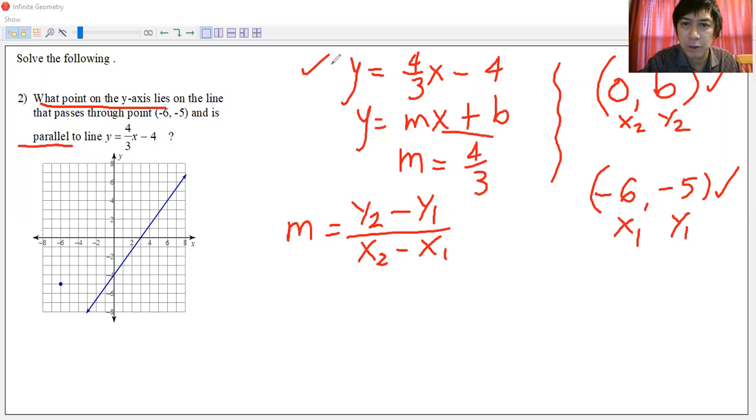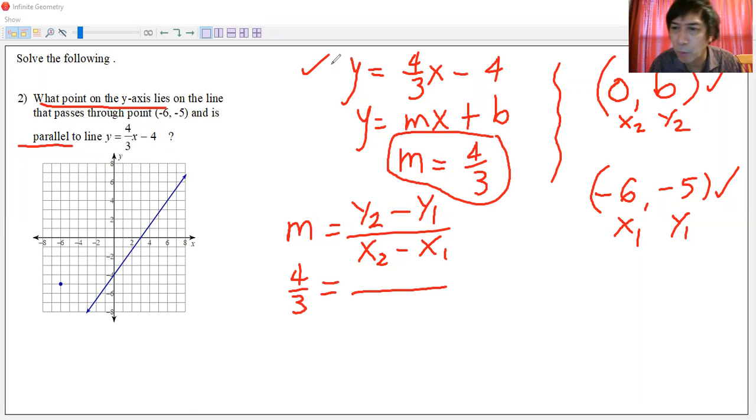Our m is the slope 4/3 of the given line, and this is equal to, let's get our y2, it's b minus our y1. Our y1 is -5. And we have x2. x2 is 0 minus x1, which is -6. There. We have used the numbers in our formula. We have one unknown, b. We can solve for b.